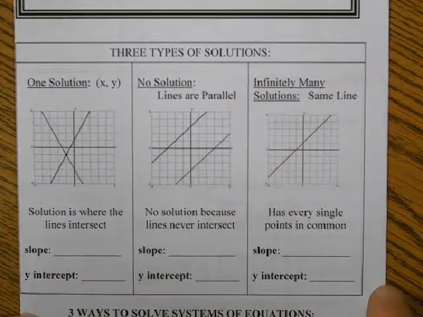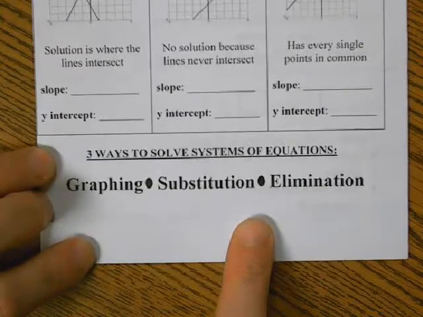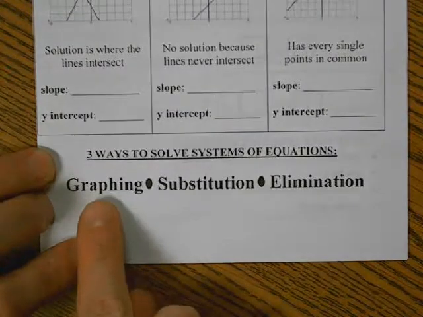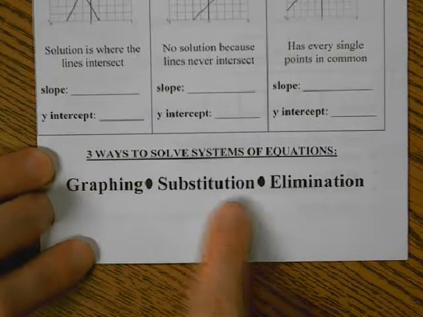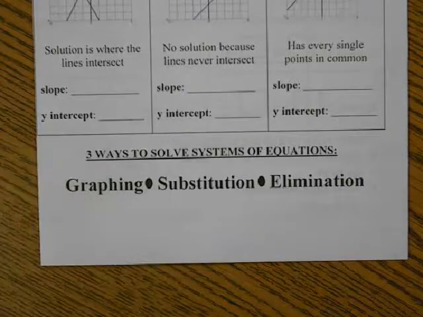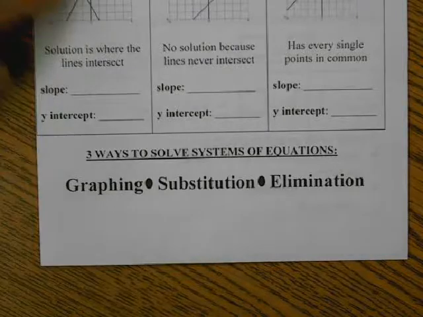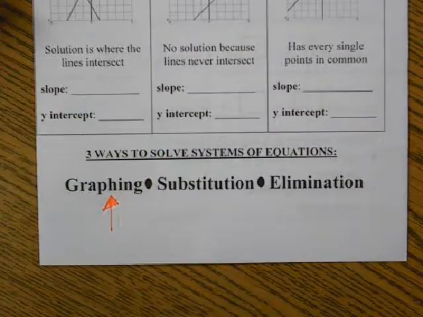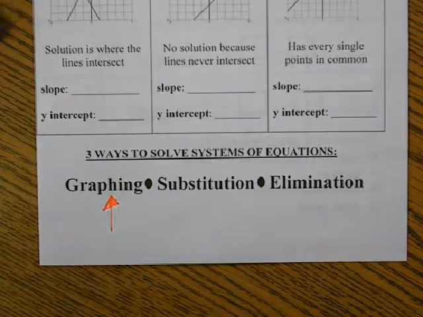Okay? We're going to skip all of this stuff down here. I just want you to notice that there's 3 ways to solve systems of equations. We've got graphing, substitution, and elimination, and we're going to talk about all of those in this unit, but just for today, we're just focusing on graphs and tables today. So that's the only one we're going to look at today. Alright, so we're going to come back to this multiple times.